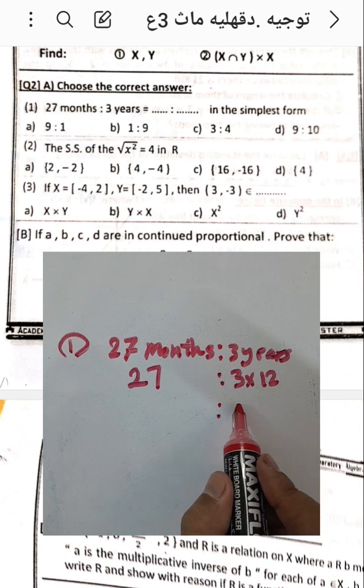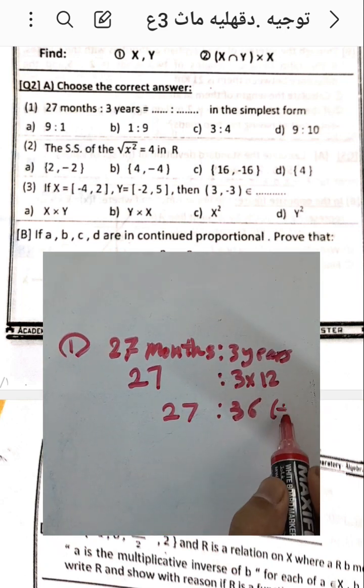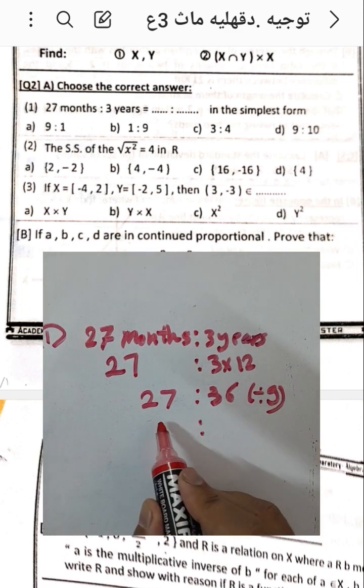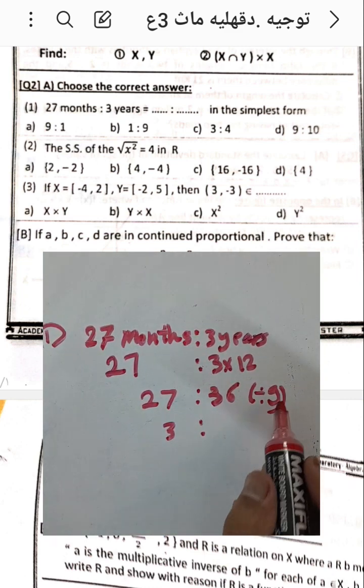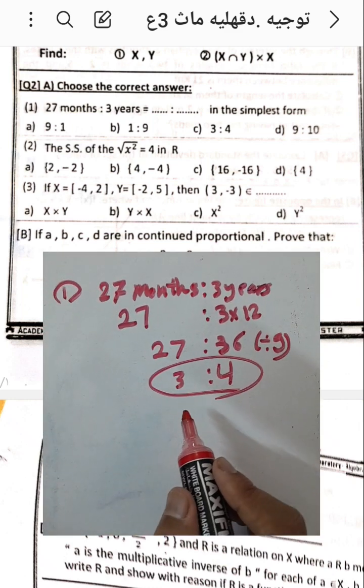And 3 times 12 equals 36. Right here 27, and then we can divide by what? Divided by 9. 27 divided by 9 equals 3, and 36 divided by 9 will be 4. Then the ratio between them equals 3 to 4.